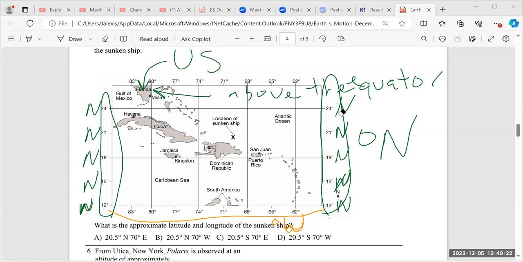All right. Now that I know this, what does that let me know? If I'm operating with latitude degrees north and I'm operating with longitude degrees west, my answer has to be degrees north and degrees west, right? That crosses out choice D because I see degrees south. That crosses out choice C because I see degrees south. That also crosses out choice A because I see degrees east. When we said Florida, Cuba, Haiti, Dominican Republic, they're all located on the west side of the world.